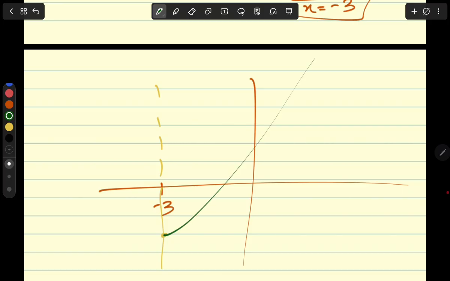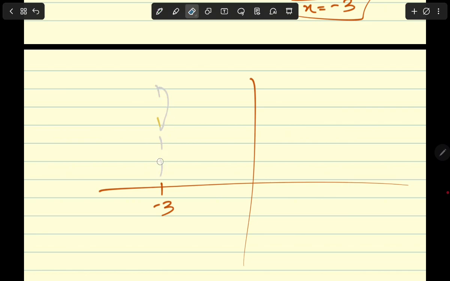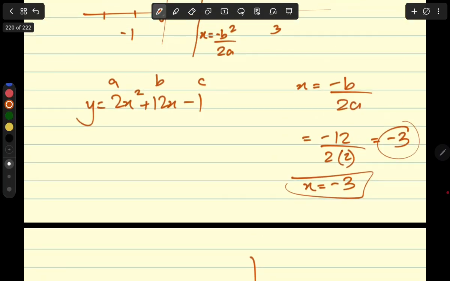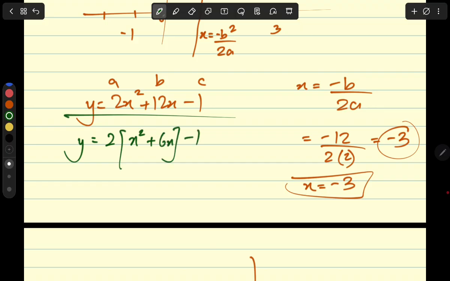Then the graph is going to go like this, and this is going to be mirrored here as well. Okay, now let's verify that x is equal to minus 3 is the turning point. For this function, if I do the completed square form, this is going to become x squared plus 6x minus 1, and then I can rewrite it as 2 times (x plus 3) whole square minus 3 square, minus 1.